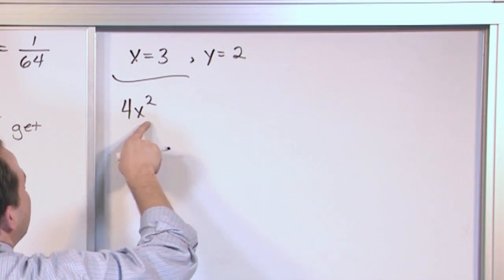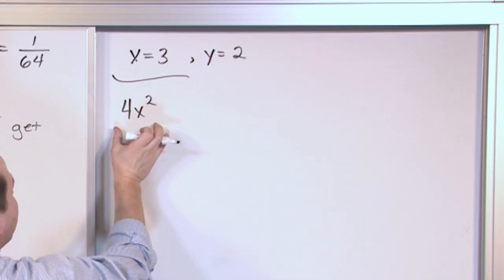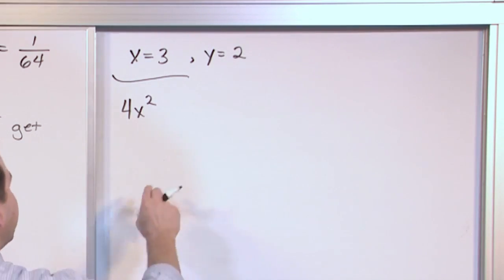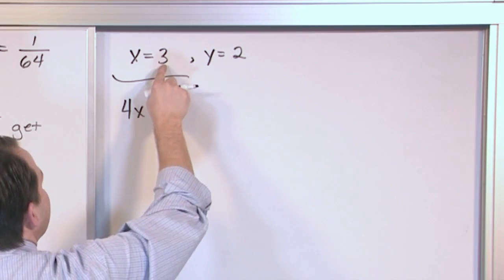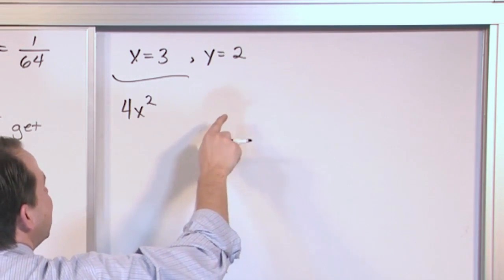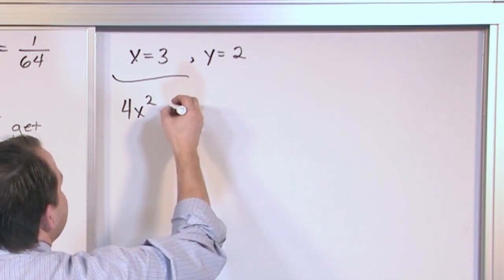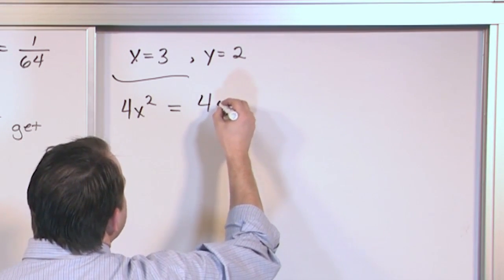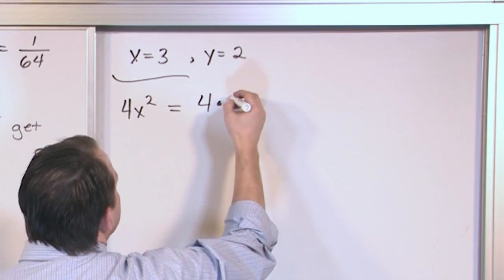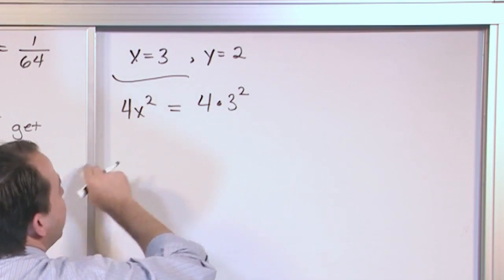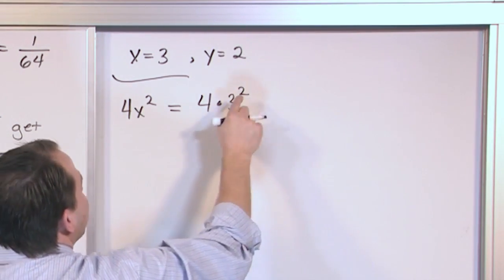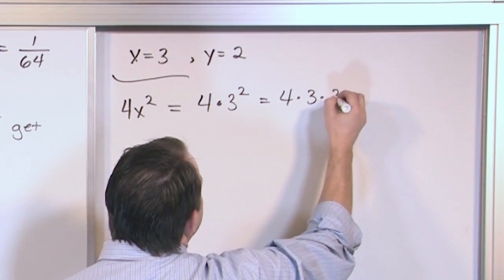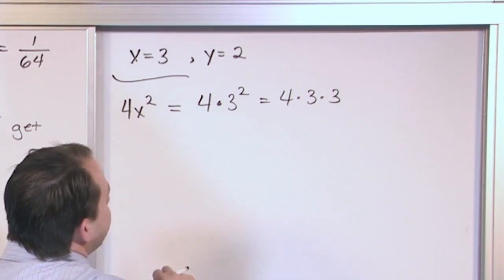So if we have what we call an expression, this is just a word that means something you write down that you need to evaluate. What we need to do is take the value of 3 and stick it everywhere we see x, and evaluate the results. So what we'll have is 4 times 3 squared. Right? That's what we're doing here. 3 goes in for x, so we're squaring that. So this is 4 times 3 times 3, because 3 squared is 3 times 3.